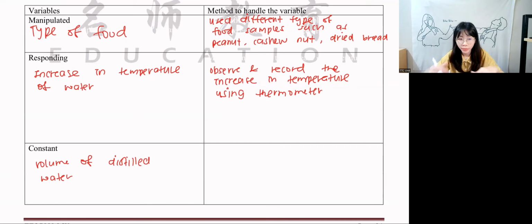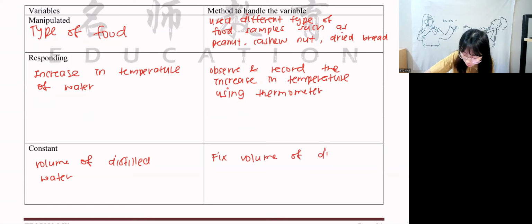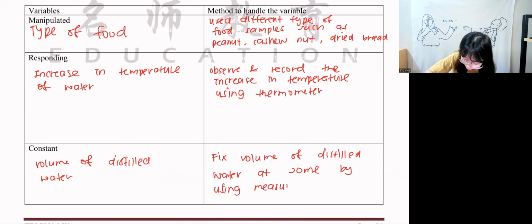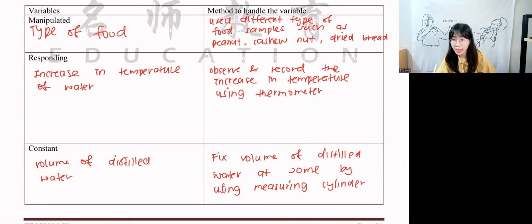Both also correct. Okay, so your keyword for constant variable, what's your keyword to write method to handle for constant variable? You have to write fixed volume of distilled water at 20 ml by using measuring cylinder. Measuring cylinder. Okay, you have to write the value of the constant variable if you want to write method to handle.